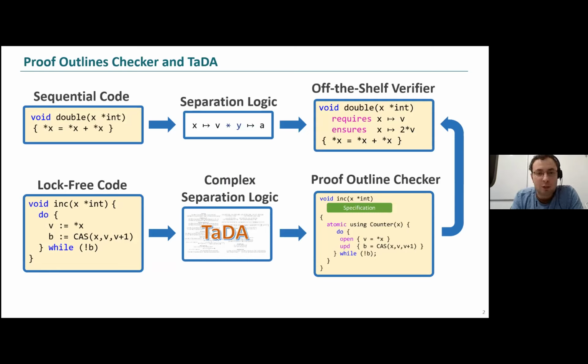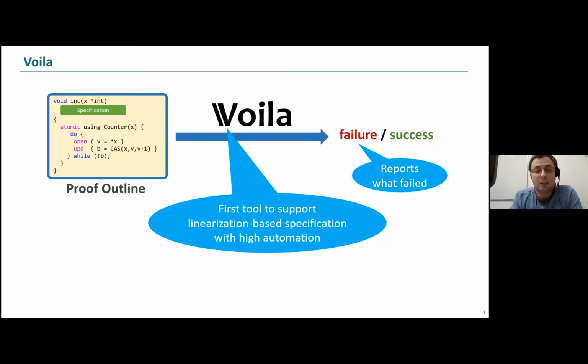We have a proof outline checker, which automates the TaDA logic to verify lock-free code. Additionally, our proof outline checker does not rely on a custom proof search engine, but instead uses an off-the-shelf verifier. So we developed the techniques, but we also implemented them in a proof outline checker, which we call Voila. Voila takes a proof outline as an input, and then outputs either success, if the proof outline is correct, or reports which parts of the proof outline have failed.